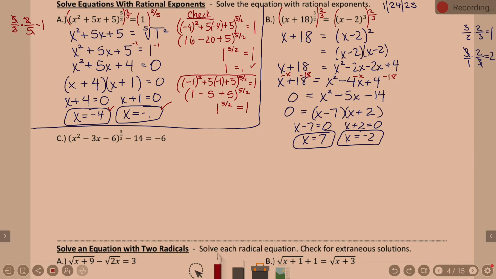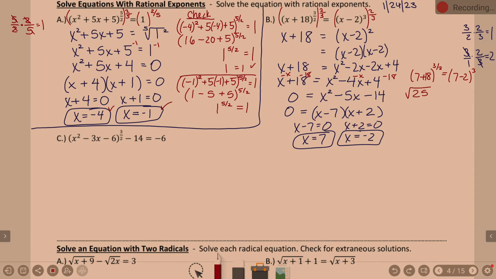Okay, let me put my 7 in here. So 7 plus 8 to the 3 halves equals 7 minus 2 to the third. What is 7 plus 8? 15. Back it up. Why are we talking about 18? Okay, 7 plus 18, yes, is 25.